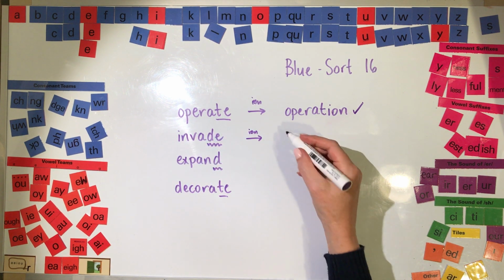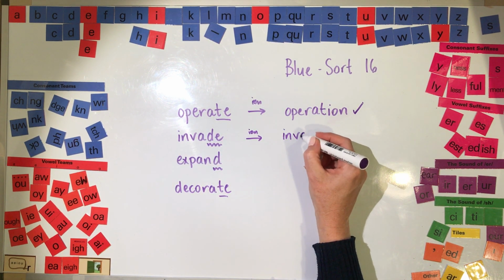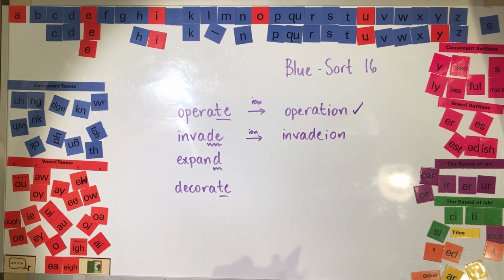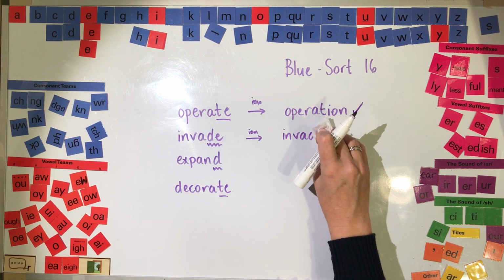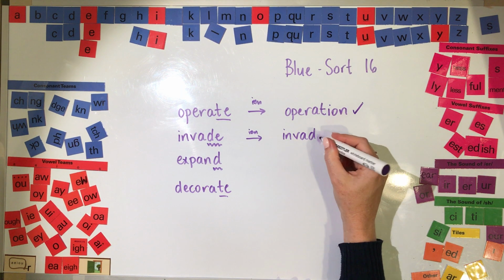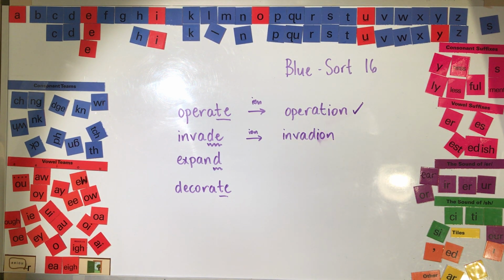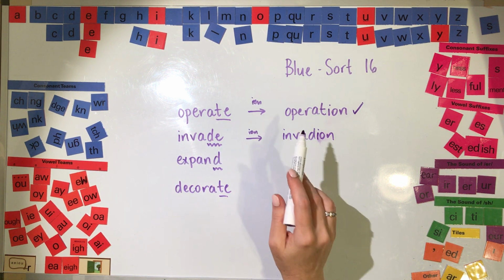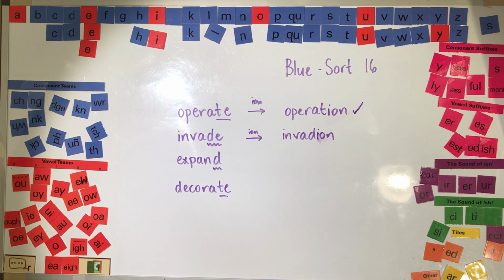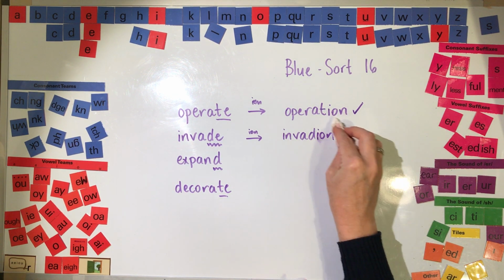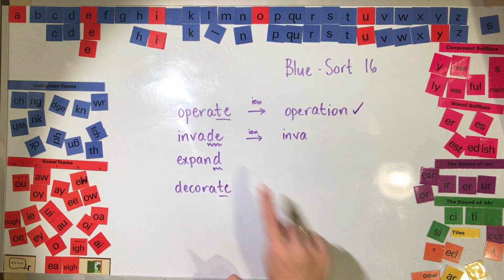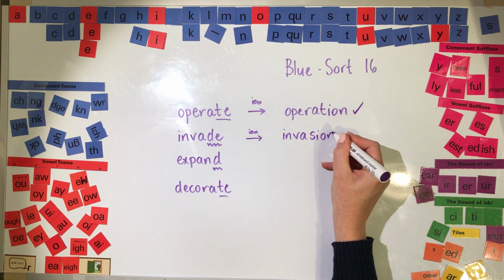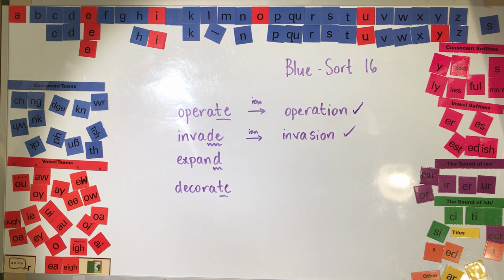Okay, we want to add the ION, so we go invade, invasion. No, that doesn't look right. Oh, that's right, we've got to drop the E. Let's see if that's right. Invaden. That doesn't look right either, and it doesn't sound right. So invade goes to invasion. We need that zhun sound. It's not a shun, it's a zhun. So what we actually do is we drop the D and the E, and we add S-I-O-N, invasion. That is now spelled correctly.